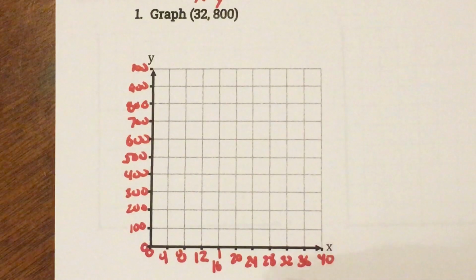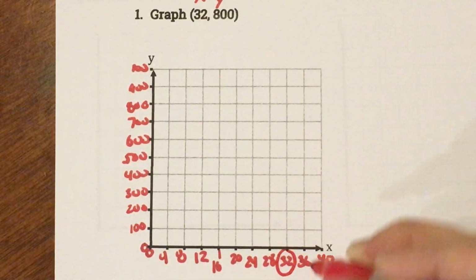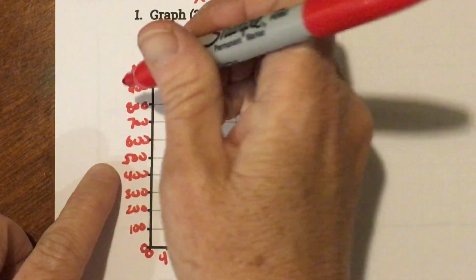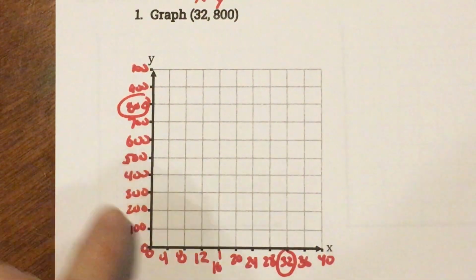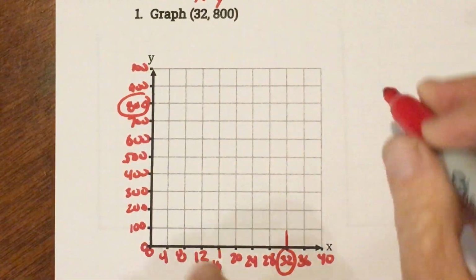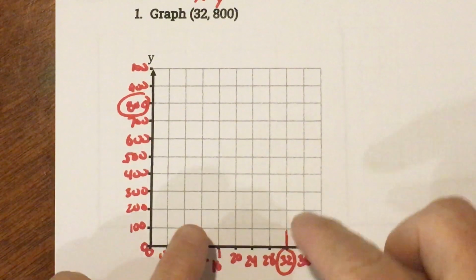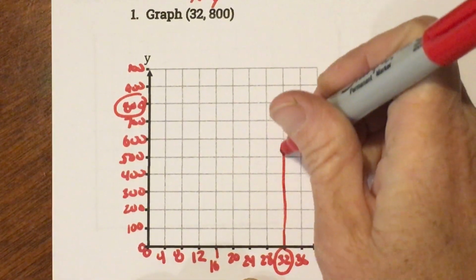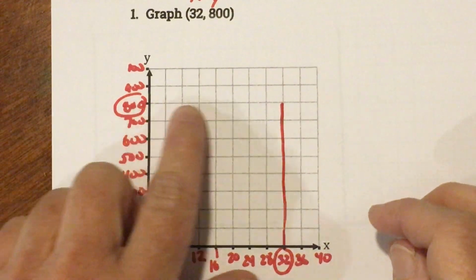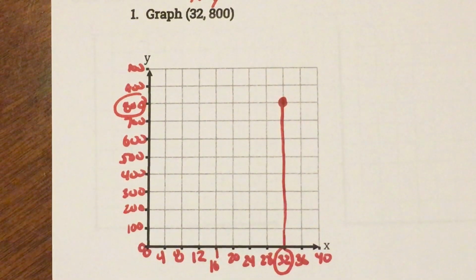So in the X, I want to find 32, which is right here. And on the Y, I want to find 800. Now I could trace like before, or I could maybe use my fingers, because remember we said we're going to get past that at some point. So again, I could trace, or I could use my finger and find. So my ordered pair is right there.